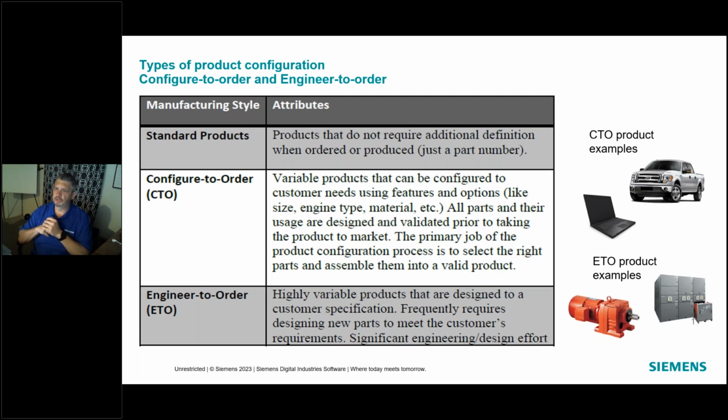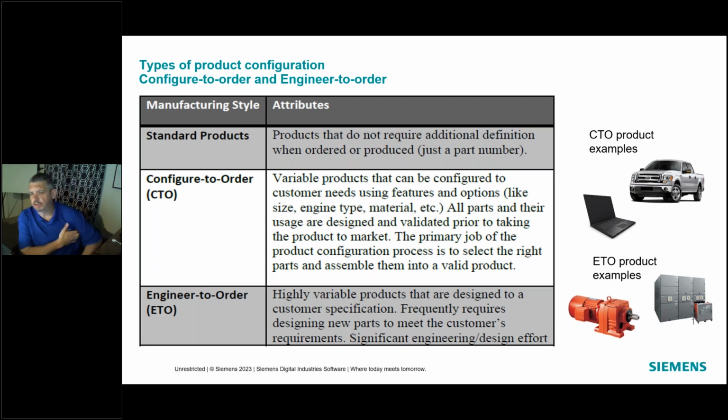Configure to order, right? We have variable products. The customer has set options that they can change. So using a vehicle as an example, do I want a 2-door? Do I want a 4-door? If it's a truck, do I want 2-wheel drive, 4-wheel drive? So we kind of configure these set options to what we're looking for, how we want it configured out of a set book of what's available.